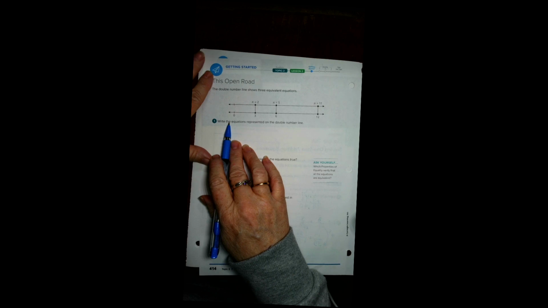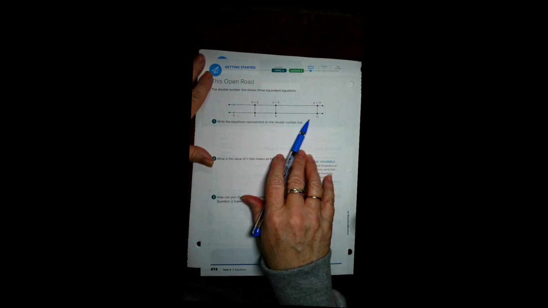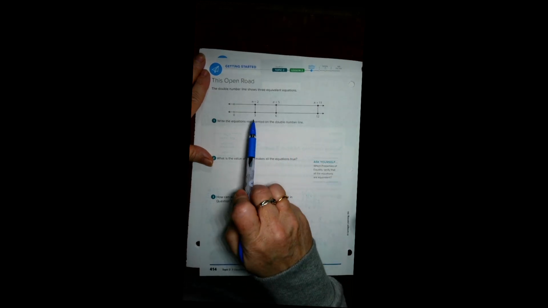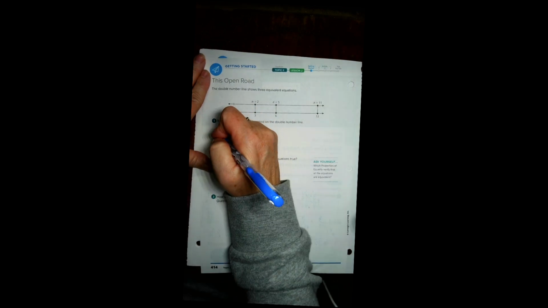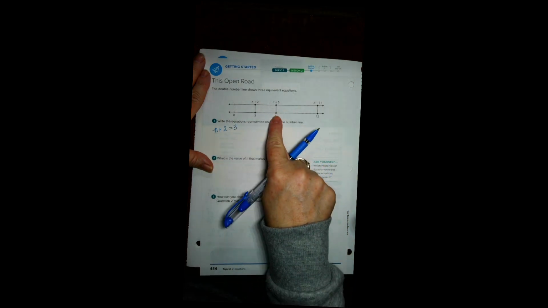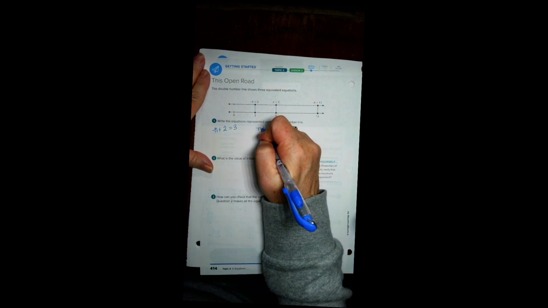Okay, getting started. The open road says this double number line shows 3 equivalent equations. So we have 0, and then we have 3, 6, and 12 here. We have n plus 2, n plus 5, and n plus 11. So it's trying to show us that 3 and n plus 2 are equal. So it says write the equations represented. So that's one of them, n plus 2 equals 3. This one would be n plus 5 equals 6. And finally, n plus 11 equals 12.